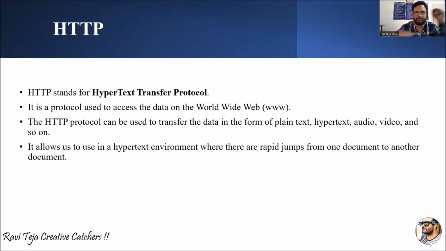Now, the main purpose of using Hypertext Transfer Protocol is that it is an environment where there are rapid jumps from one document to another document. So you can access several windows of a search engine through the internet, right? We can access multiple documents at a time. We can jump from one window to another window as well.